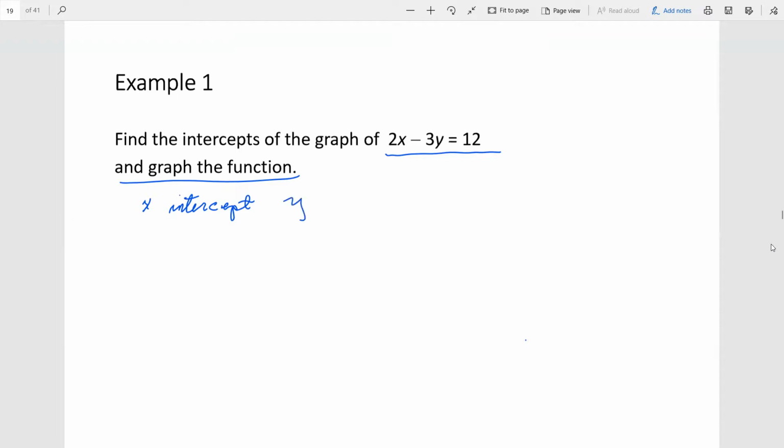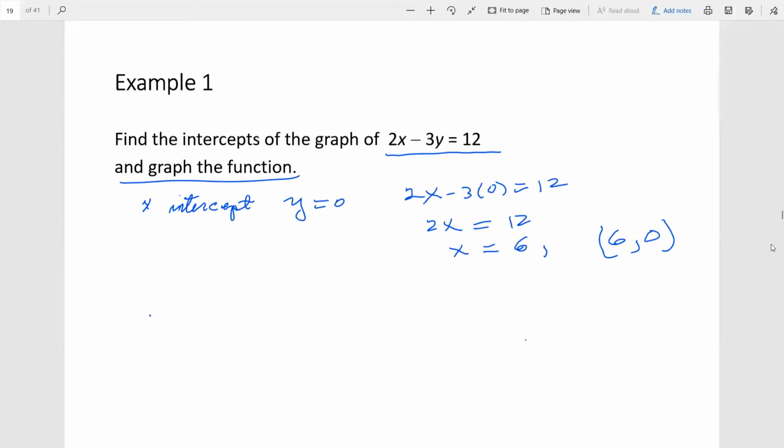We'll set y equals 0 in the equation, and then write 2x minus 3 times 0 equal 12. 2x equal 12. So x is equal to 6. So the x-intercept is 6 and 0. That'll be a point on our graph.